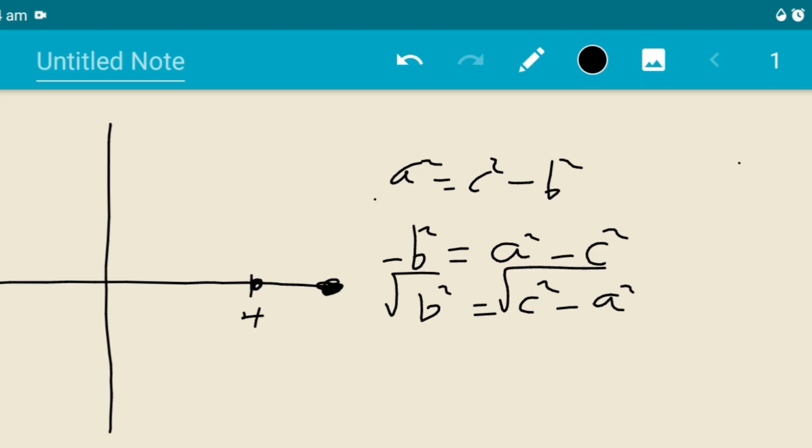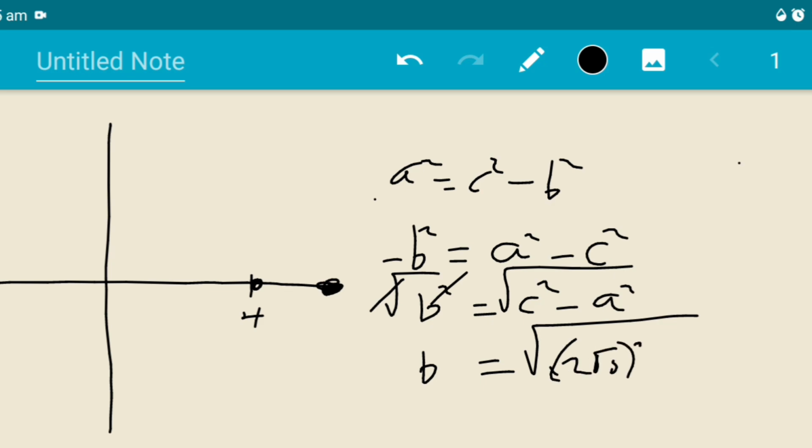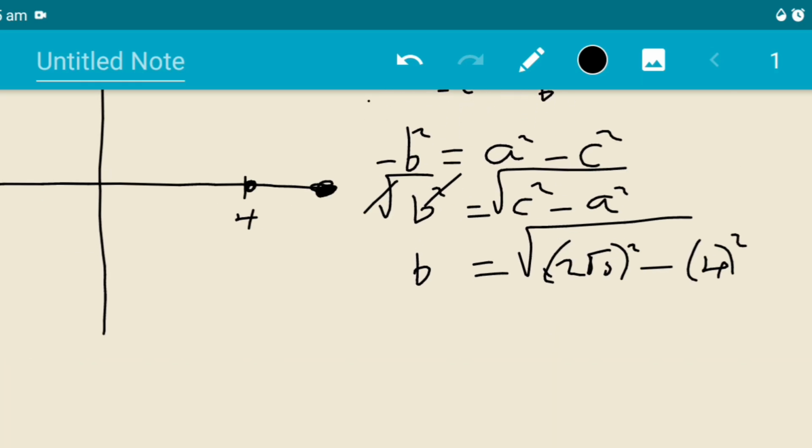Square root both sides, we cancel that out. So B should be equal to, what is our C? As we may see, our C is greater than A. Our C is 2 times the root of 5, then squaring it. So that is 2 times the root of 5, then we square it, then minus A squared, which is 4 squared. When we solve for everything, plugging everything into our calculator, our B is actually 4.